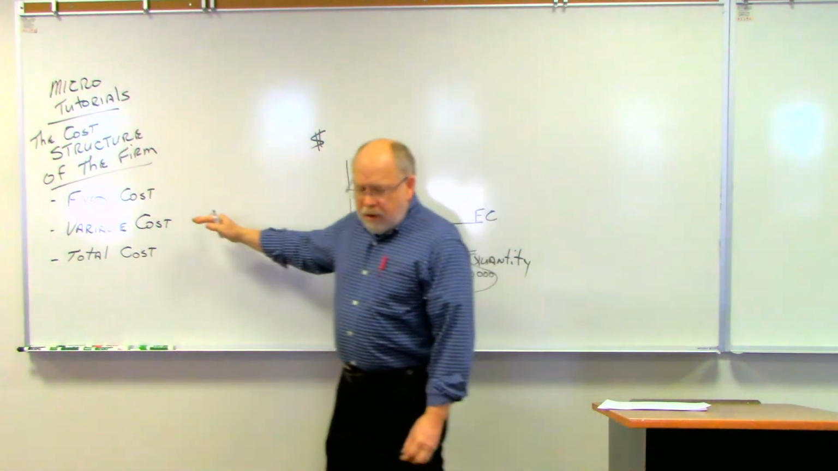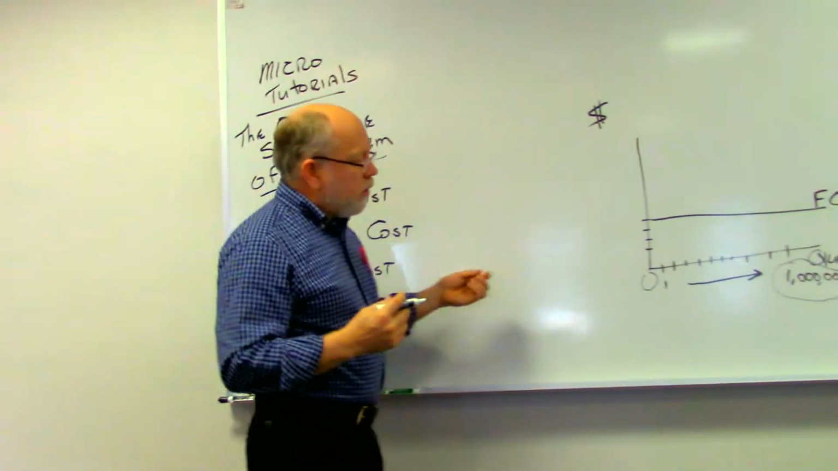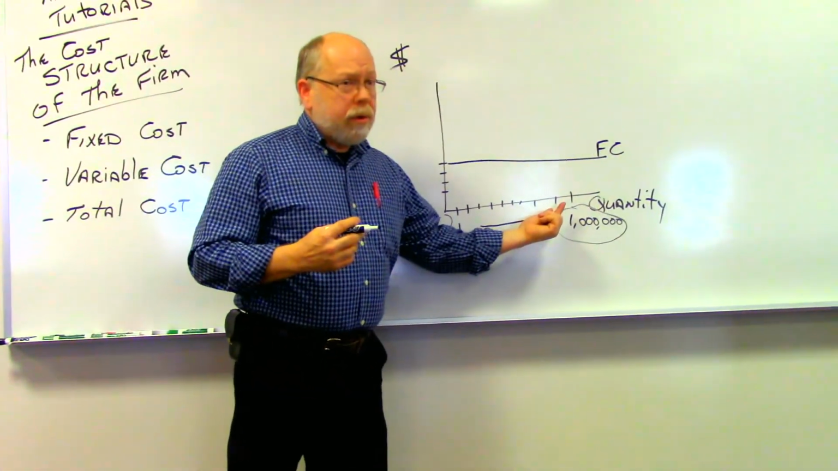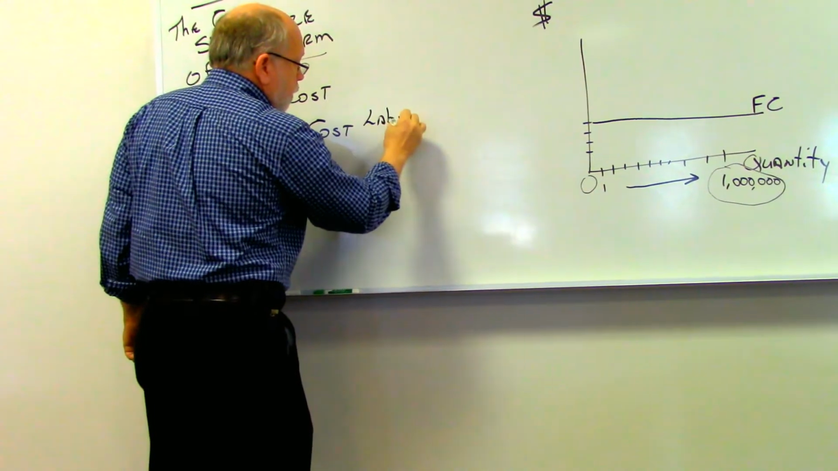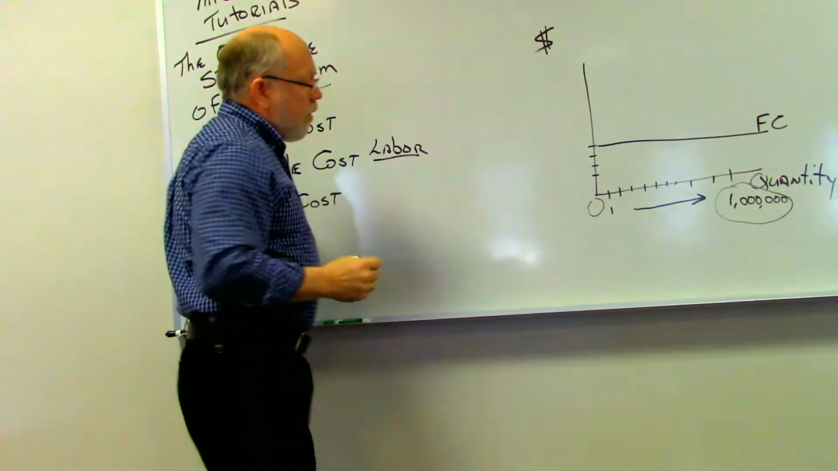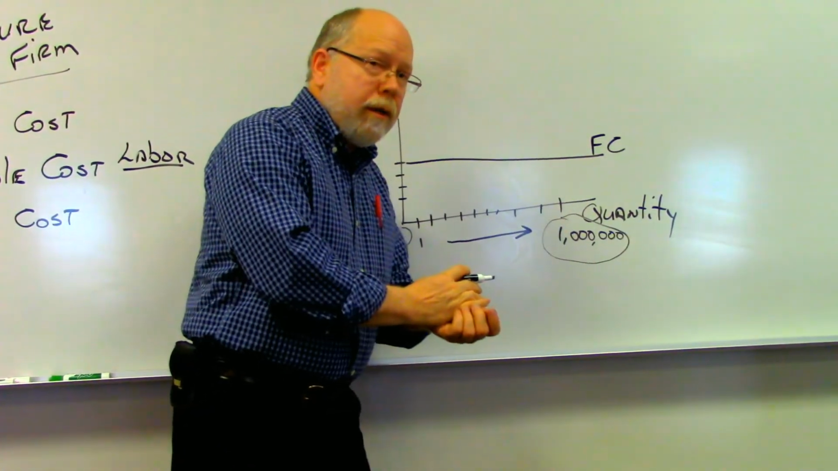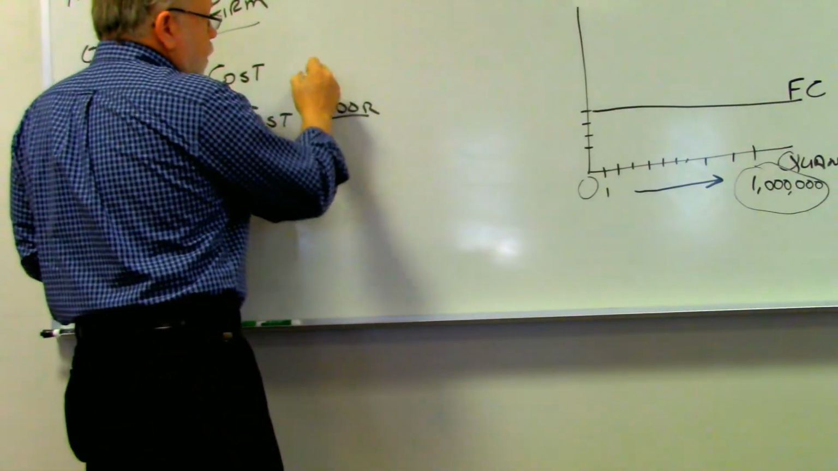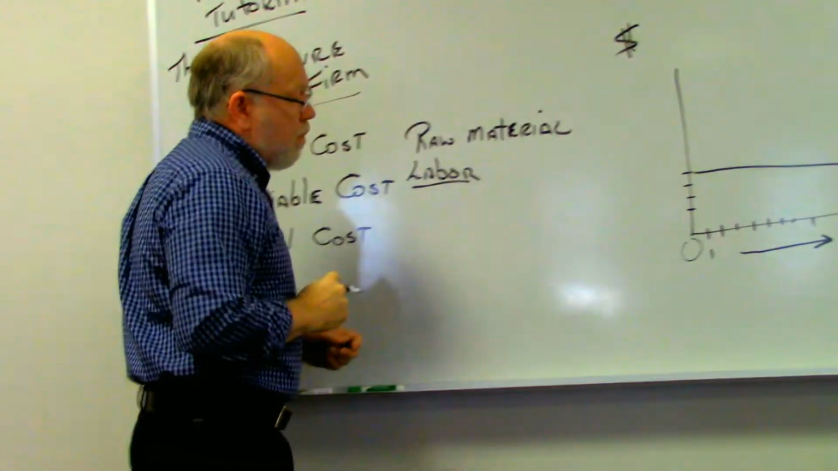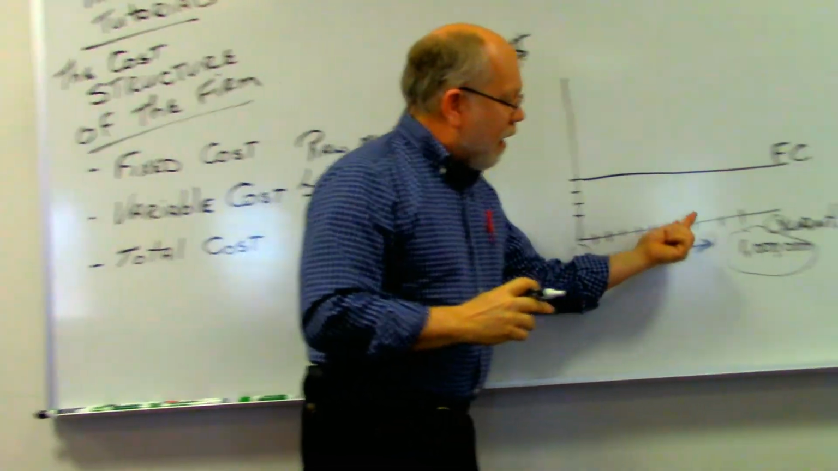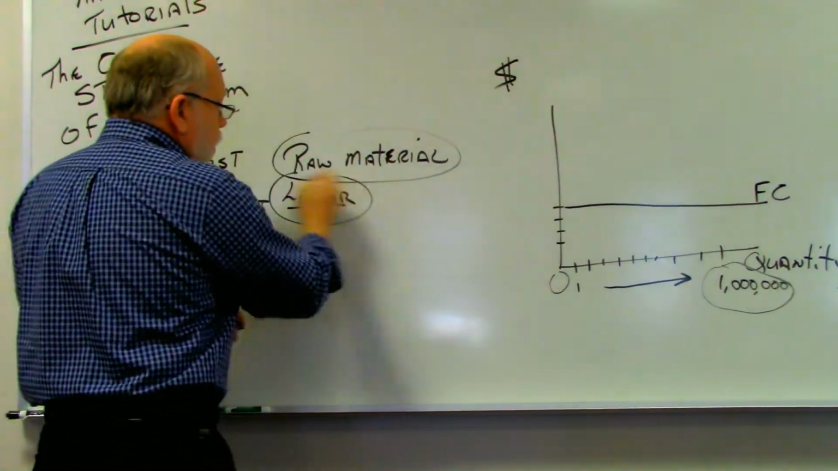The other kind of cost is variable cost. Now with a variable cost, we're talking about things that do change based upon the amount of quantity produced. For instance, the illustration I gave you before, labor is a variable cost. It varies with the output. Obviously, the more units we produce, the more labor we have to put into it. Another thing that is variable cost would be raw material. Raw material also varies with the output. The more units we make, the more raw material we consume, and the more labor we consume.